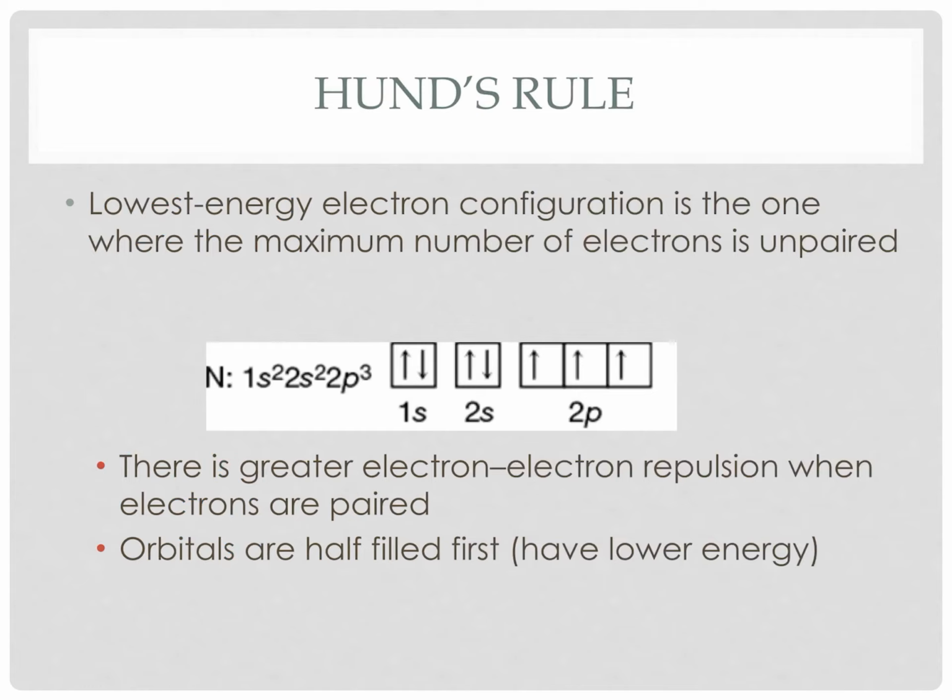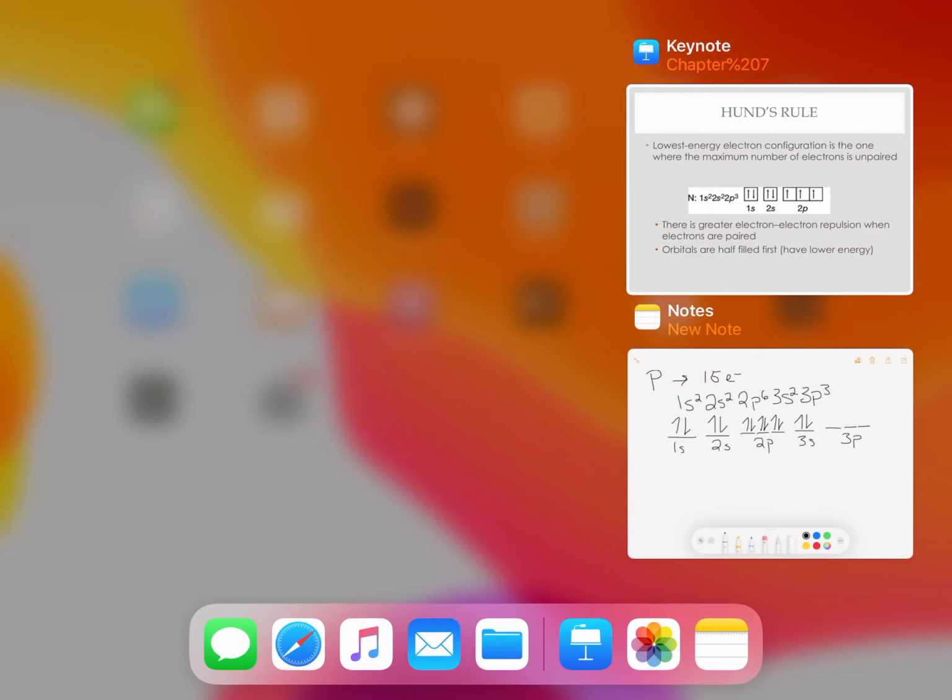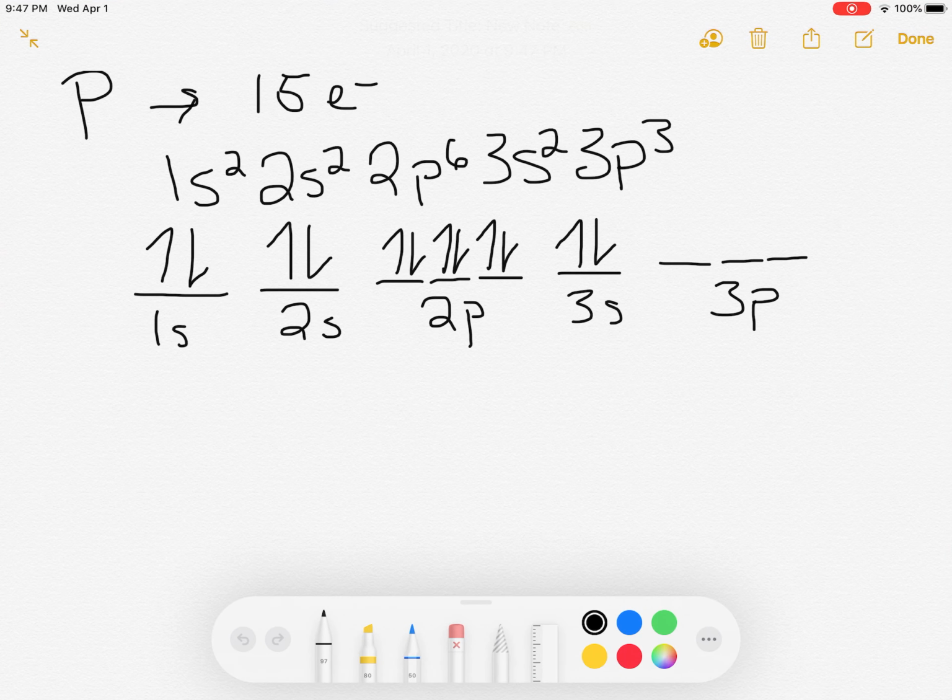So this next part we're going to look at is Hund's rule. Hund's rule tells us that the lower energy electron configuration is the one where the maximum number of electrons is unpaired. So basically, in order to get the lowest energy state possible, the best thing to do is to put 1 electron in the orbital, another one in the next, another one in the last, before we start to pair the electrons.